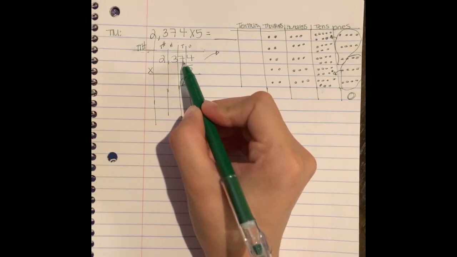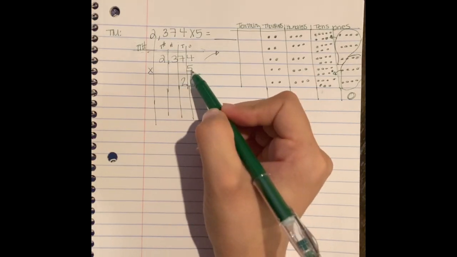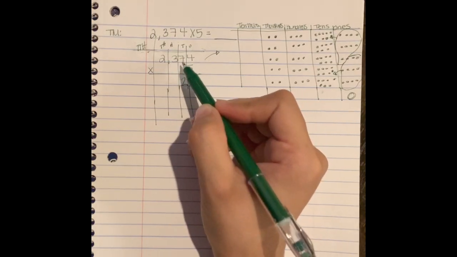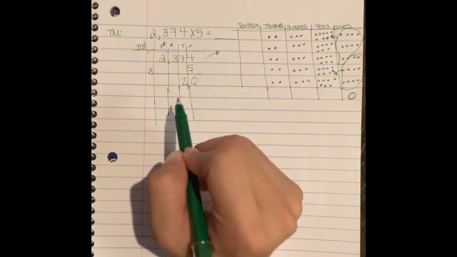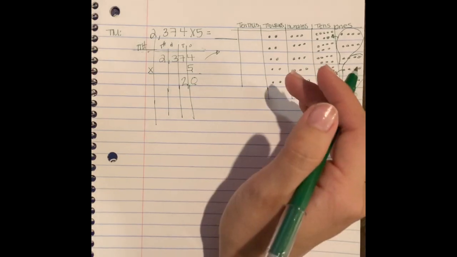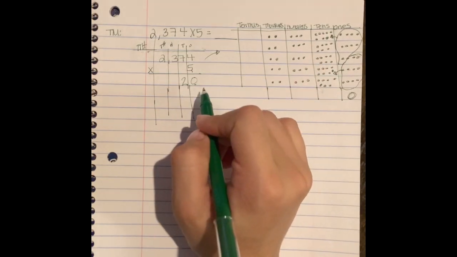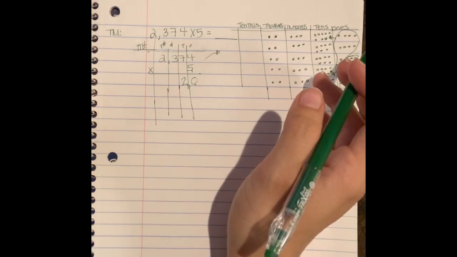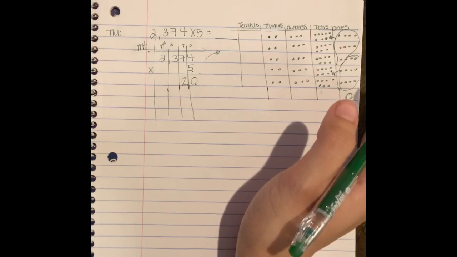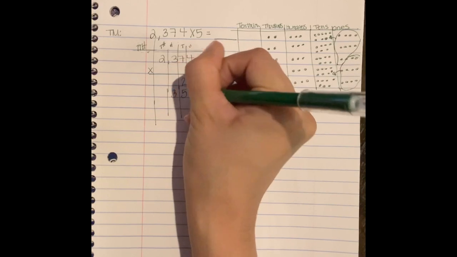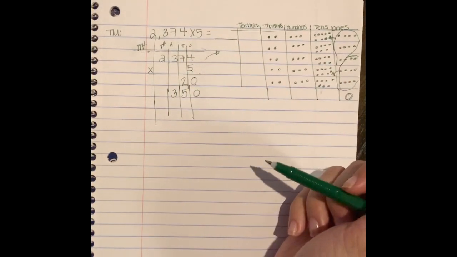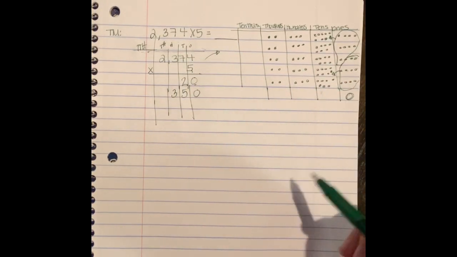So in my tens place, I have 7 tens times 5. Well, I know that 7 times 5 is 35, so I have 35 tens. Now I have to be careful here because we're not doing anything to my ones, because 35 tens is written as 350. Let's look at our place value disks to know why.